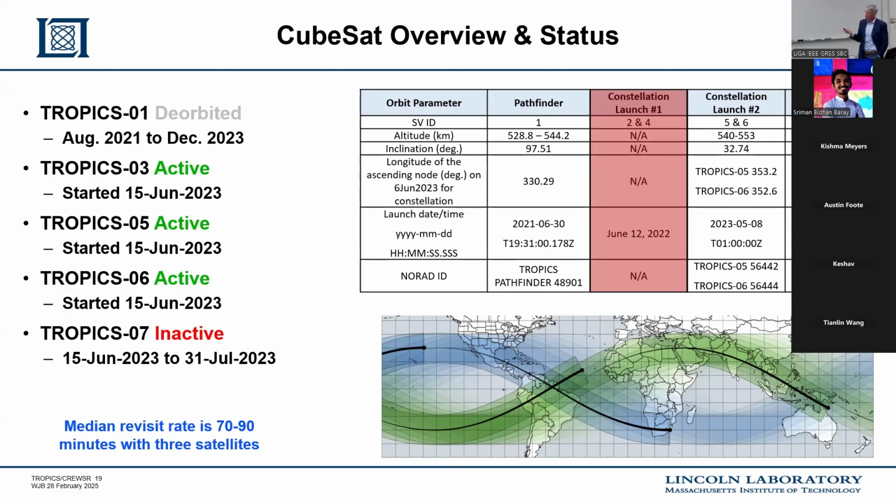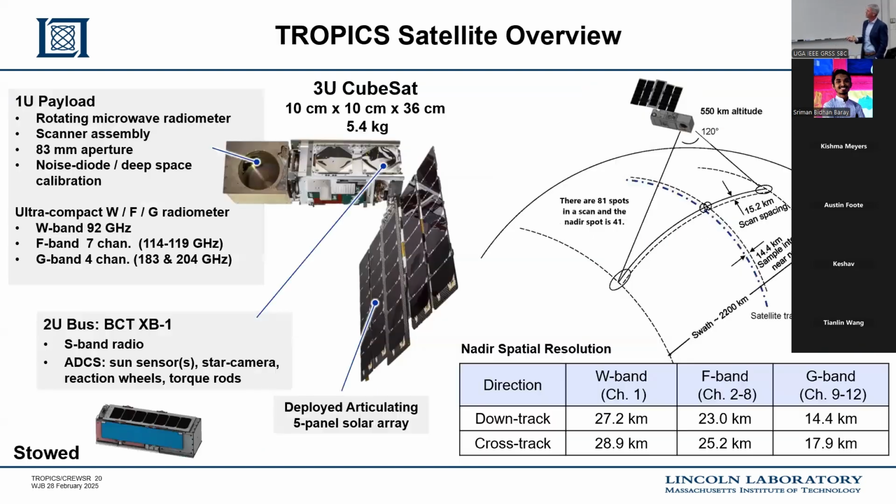So we're getting a median revisit rate with these satellites of about 70 to 90 minutes. That's still much better than the 4 to 6 hours they were having to deal with the non-operational satellites. So a big step forward in performance. There's some details on the chart about the altitude. These are flying at an altitude of about 530 kilometers, and they're working really well as we speak today.